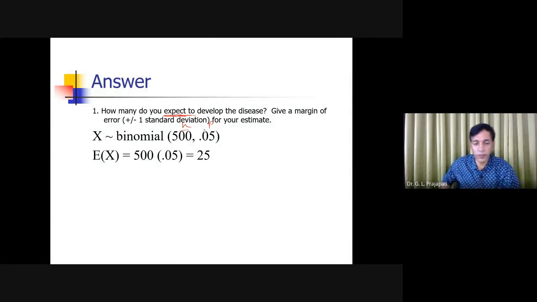So how can you find the expectation? The expectation, E(X), means average. So how many do you expect to develop the disease? The probability of disease, you know, is 0.05, and the number of people you are going to observe is 500. So you have the n and p values, and we have seen the formula for the expectation. In the case of the binomial it is np. So n is this and p is this, and just multiply.